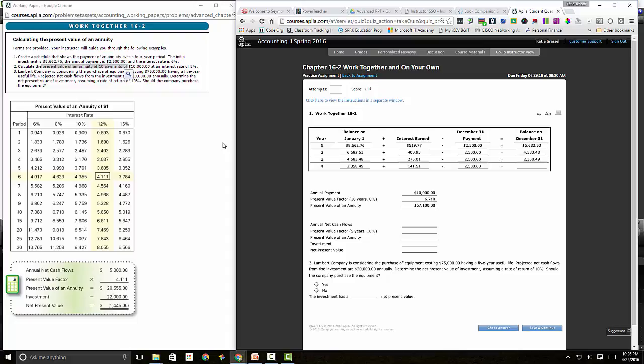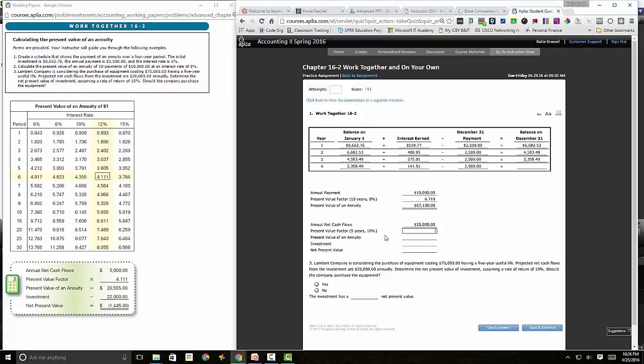Now, that Lambert company, they have some more questions for us that we have to help them decide for their business. They want to purchase equipment costing $75,000, having a 5-year useful life, with a projected net cash flow of $20,000 annually. So that's saying every year they're going to make $20,000. Okay, so that's what makes it an annuity versus 16.1, where we had different net cash flows each pay period or each year. So our annual net cash flow is $20,000.